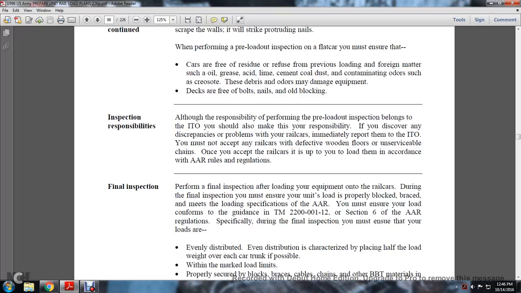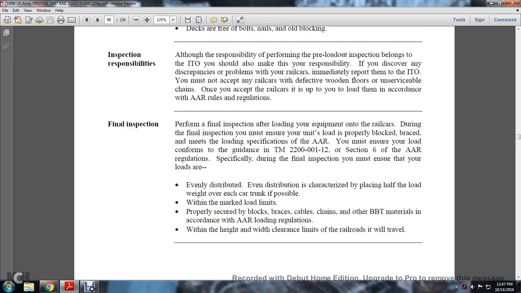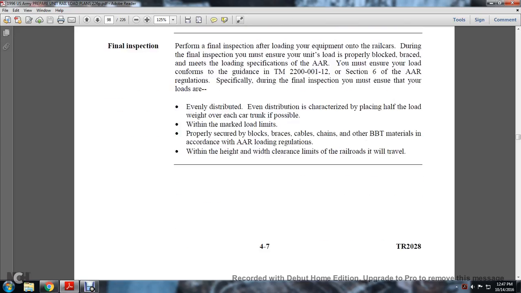Final inspection. Perform the final inspection after loading your equipment on the railway cars. During the final inspection, you must ensure the unit loads are properly blocked, braced, and meet the loading specifications of the AAR. You must ensure that the load conforms to guidance in technical manual 2200-01 001 and 12, section 6 of the AAR regulations. Specifically, you must ensure the loads are evenly distributed, placing half of the load over each truck as nearly as possible, marked with load limits and pressure, and properly secured with blocking, bracing, cables, chains, and other tie-down materials in accordance with the Association of American Railroads, within the height and width clearance of the railroad it will travel.